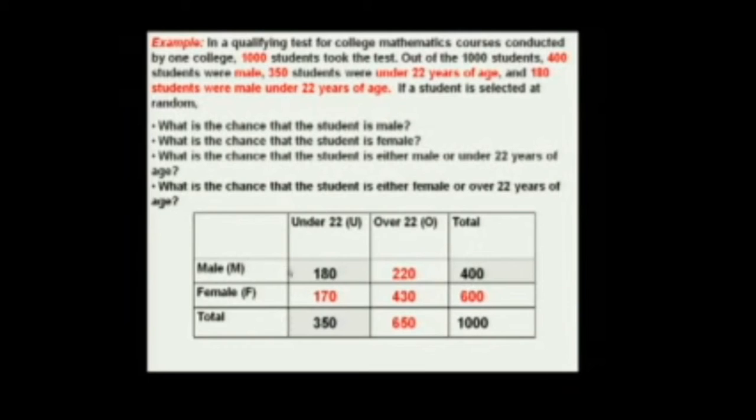So we use the given numbers, and then by subtraction or addition, we can find the rest of the numbers in the contingency table. And once we have this table filled with the numbers, then we can move on to answering the questions. And the way we do that is to convert this table here into a probability table.